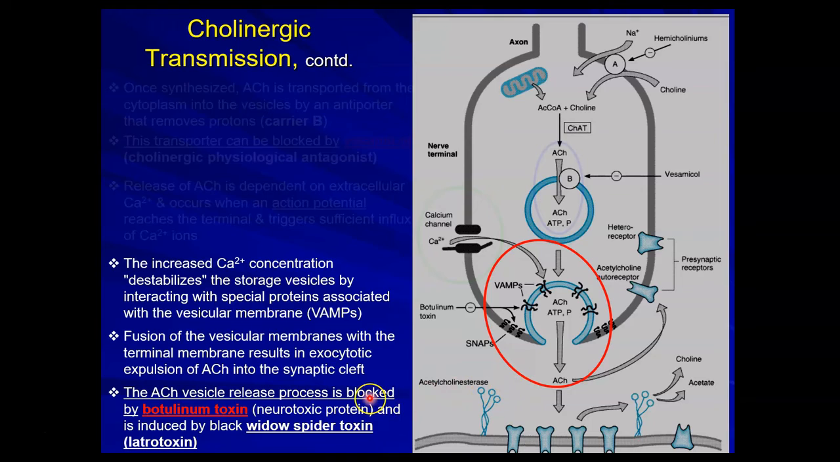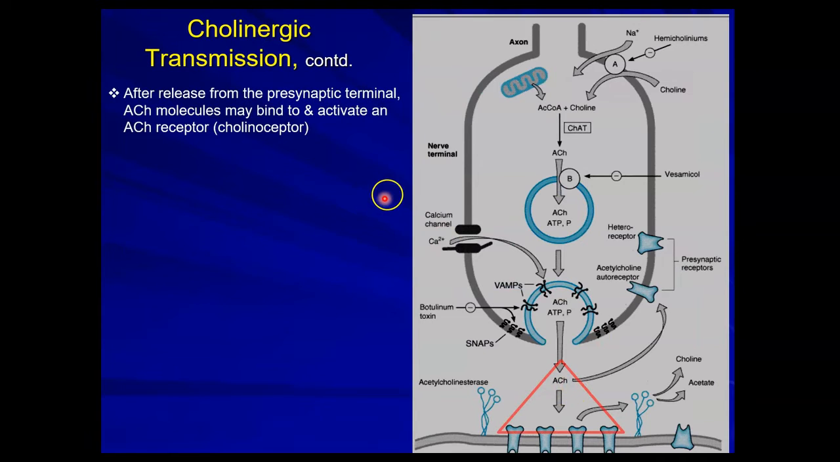This acetylcholine can easily bind to the receptors. But what inhibits this process and what facilitates it? It's inhibited by botulinum toxin, which is one of the most toxic proteins ever found. It's a neurotoxic protein. The release process is induced by black widow spider venom or toxin, also called latrotoxin. Black widow spider venom facilitates the release, and botulinum toxin inhibits the release of acetylcholine from the synaptic vesicles into the synapse.